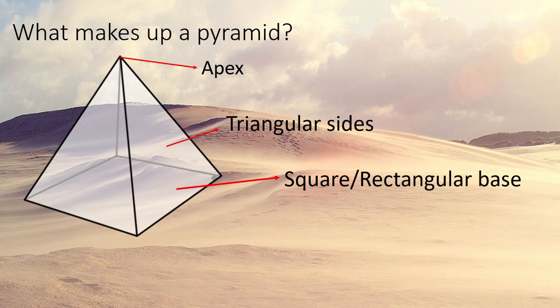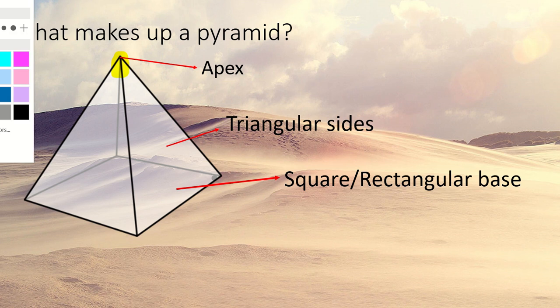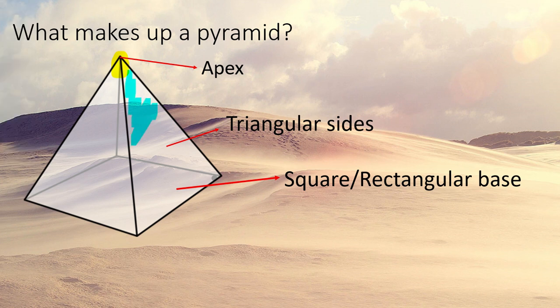Here we go. First, let's just talk about the parts of a pyramid. And how do you recognize a pyramid, and how is a pyramid different from a triangular prism? A pyramid has a pointy top. That's what makes it different. It has one single pointy top called the apex. All the sides are triangles rather than rectangles for a triangular prism.